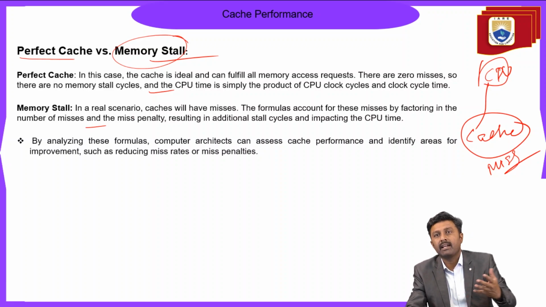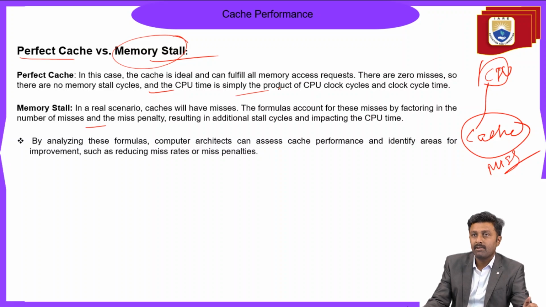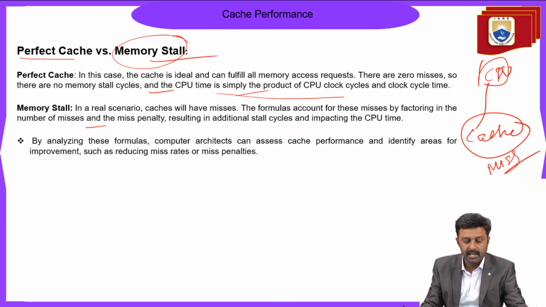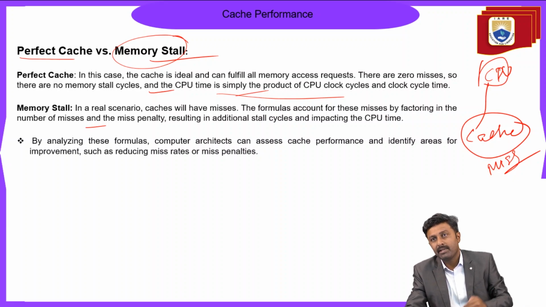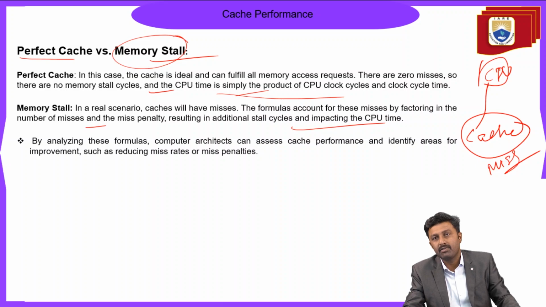In the perfect cache case, the cache is ideal and can fulfill all memory access requirements. Here the number of cache misses will be 0, so there are no memory stall cycles. The speed will be higher, and the CPU execution time will be better in the case of the perfect cache. In the memory stall scenario, the cache will have misses. The formulas account for these misses by factoring in the number of misses and the miss penalty, resulting in additional stall cycles, and the CPU takes extra time to execute such instructions.